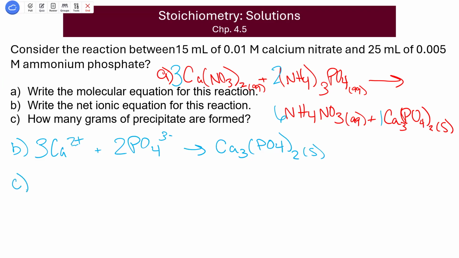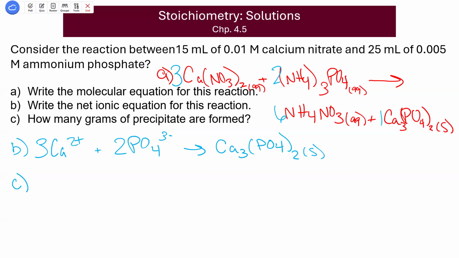Then for C, how many grams of the precipitate are formed? How can we get to this? What do we need to get to first? What unit? We need our moles first. How are we going to get to moles? We can use our volume in our molarity. What are we given for both of them? Are we given molarity and are we given volume for both of them? Yes. So what do we need to find first? We need to find our limiting reactant, correct?